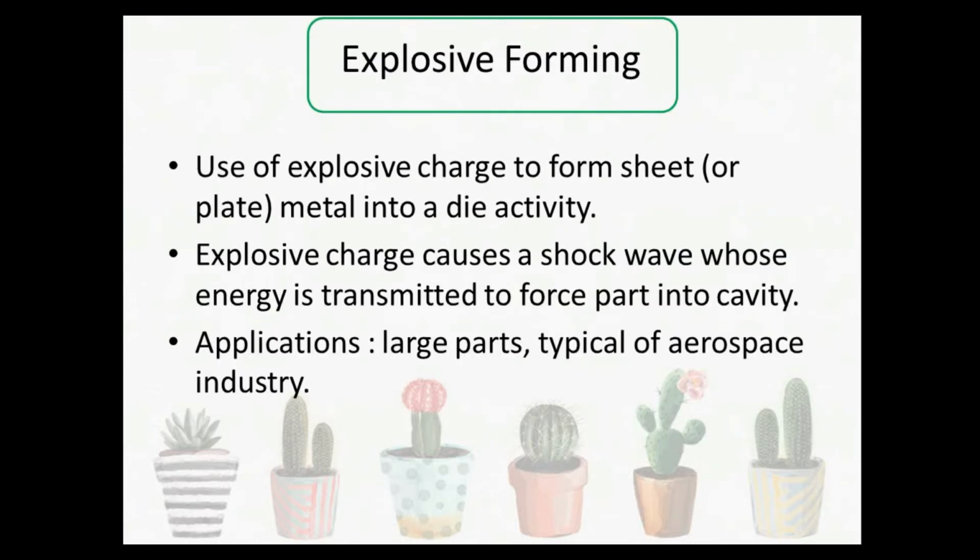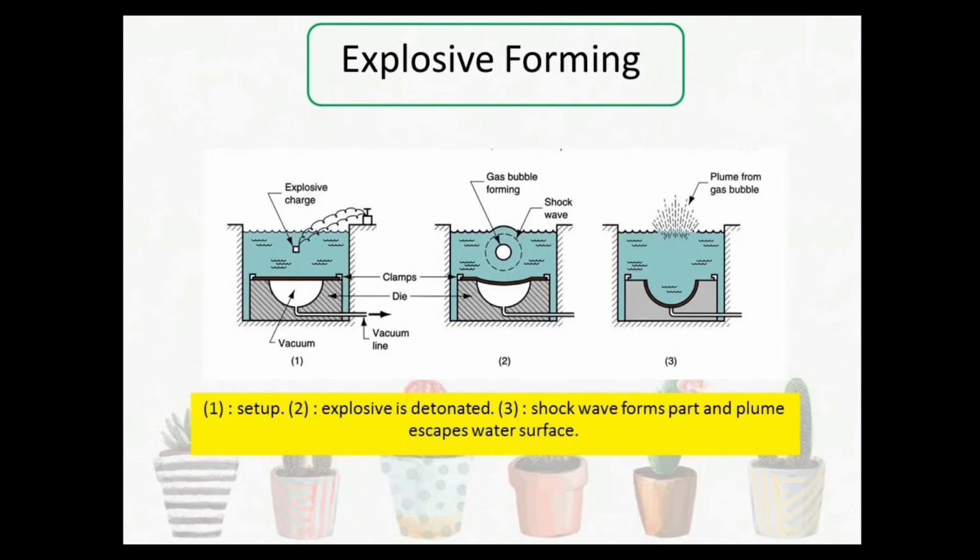So explosive forming is the use of an explosive charge to form sheet or plate metal into a die cavity. The explosive charge causes a shock wave whose energy is transmitted to force the part into the cavity. The applications of explosive forming are large parts, typical of the aerospace industry. So this is explosive forming.